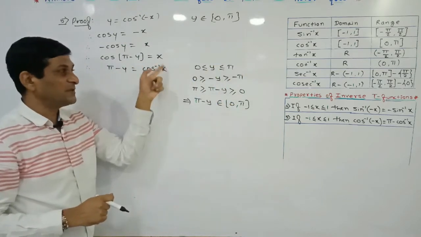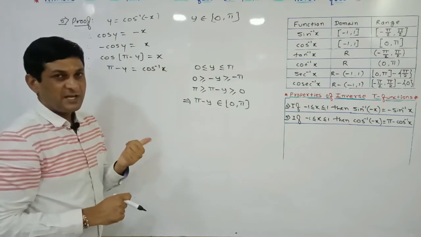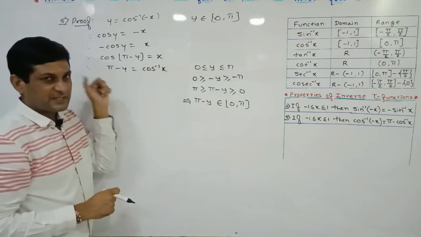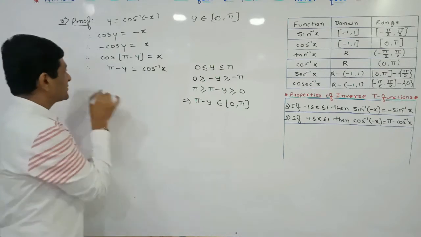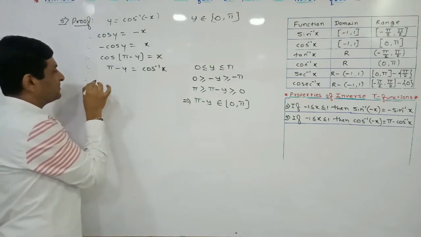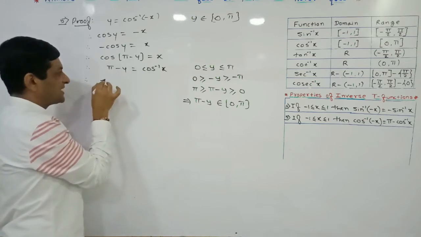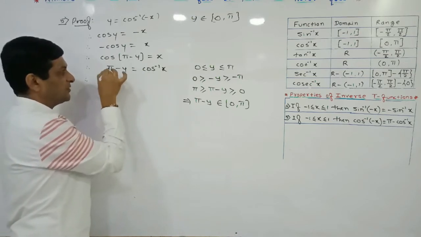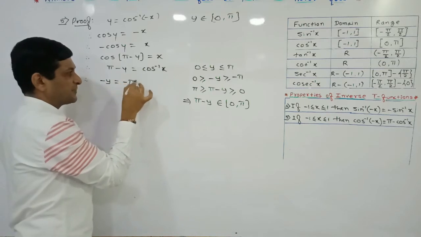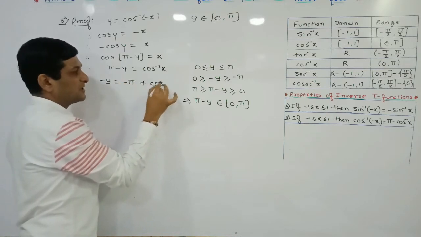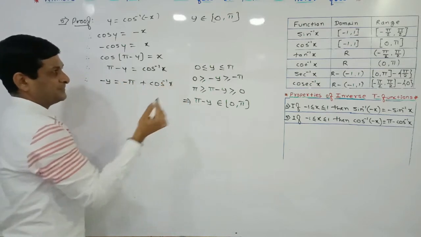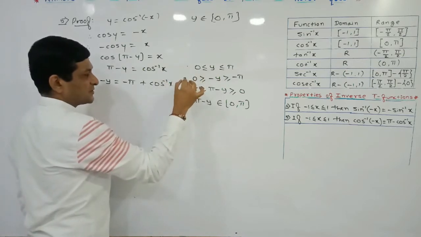which is nothing but the range of which inverse trigonometric function? Cos inverse. That's why we are able to consider this as the principal value. So therefore this plus pi on this side will become minus pi. On this side the remaining term is minus y equals plus pi, which on this side will become minus pi. Keep the remaining term cos inverse of x as it is.